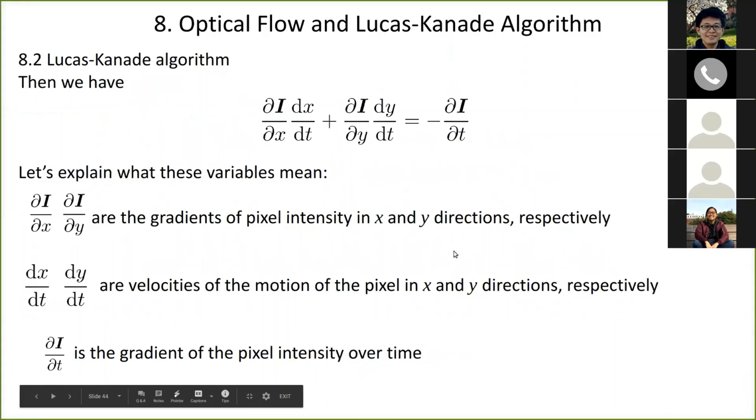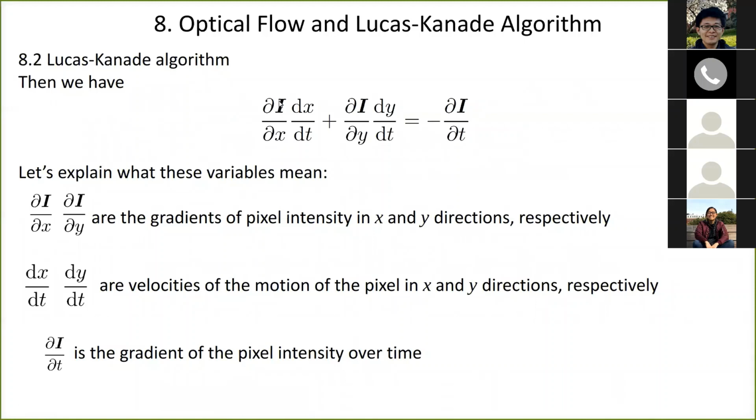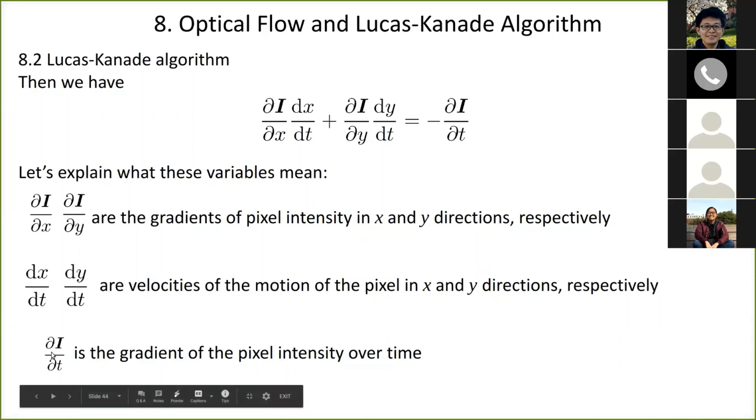Okay. So later on we denote this ∇I, which equals the gradient of the pixel intensity in the x and y direction. So dx/dt and dy/dt is what we want to get: the velocity of the motion of the pixel x and y. And this ∂I/∂t is the gradient of the pixel intensity over time.